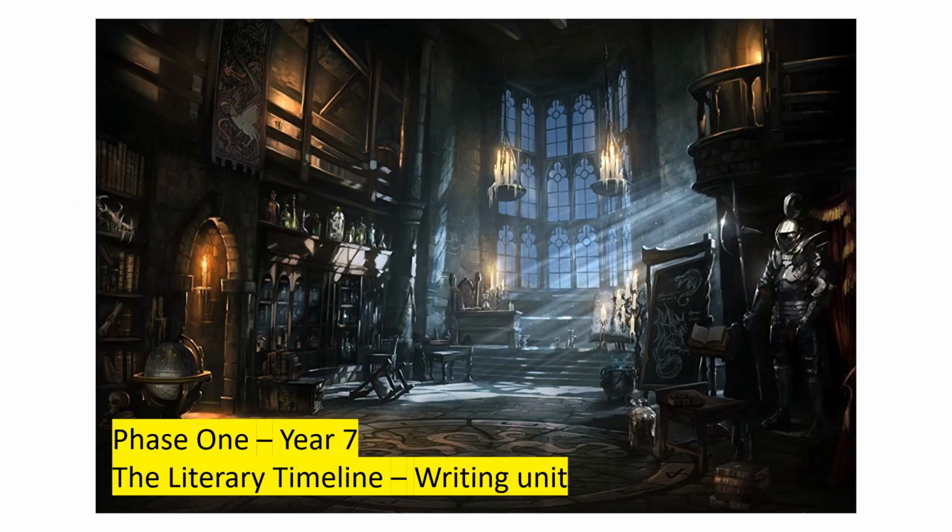Next, in Year 7, you'll move on to the Literary Timeline unit. This is where you'll look at key writers from different periods of time, and you'll also zoom in onto the Gothic genre, and you'll produce a creative writing piece.